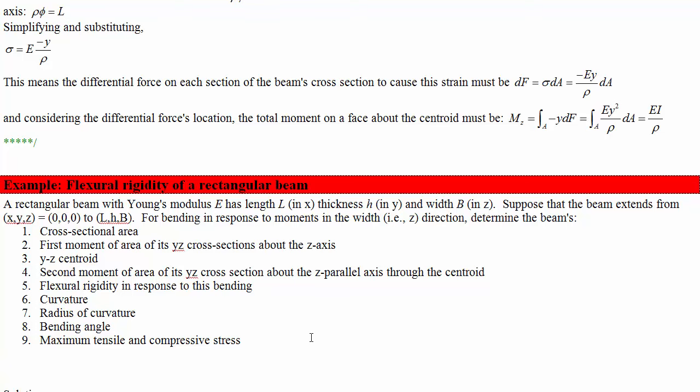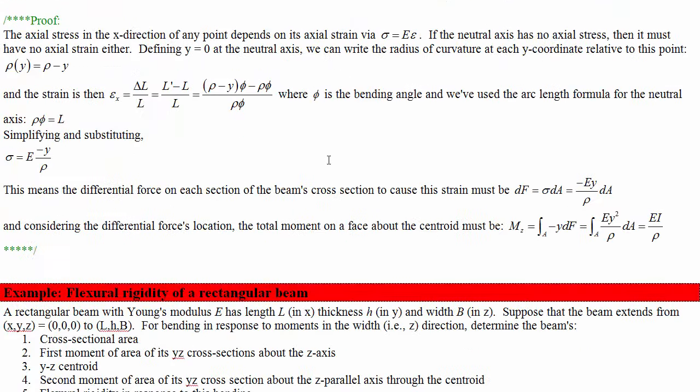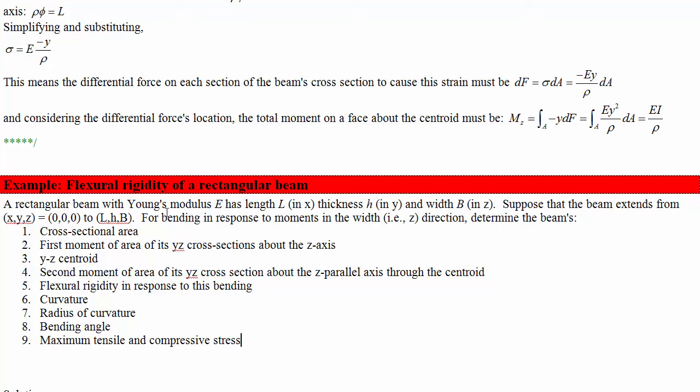All right, an example where we get to use all of these things we were talking about. We've got a rectangular beam with Young's modulus E, length L, thickness H, width B, and we're going to say the beam extends from 0, 0, 0 to L, H, B.